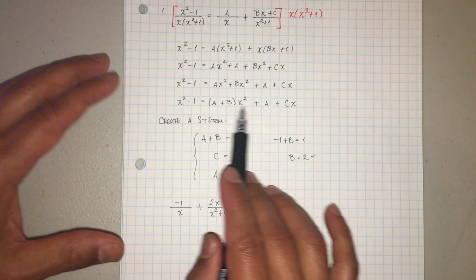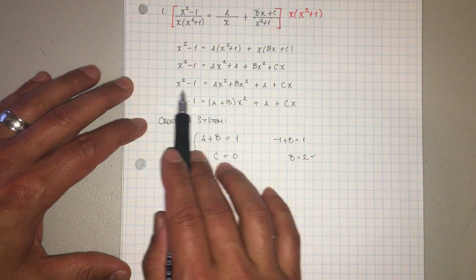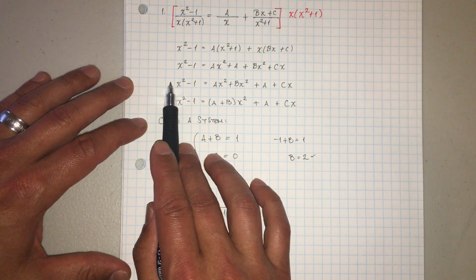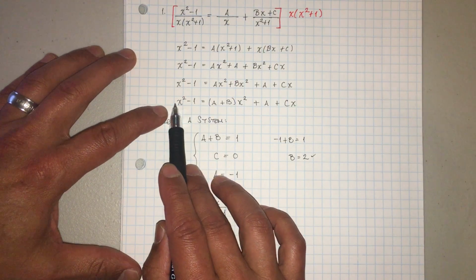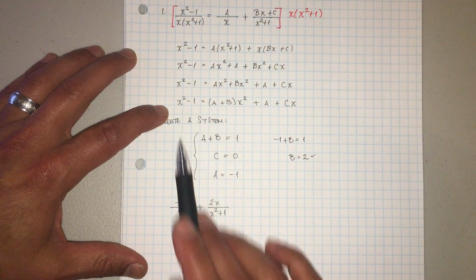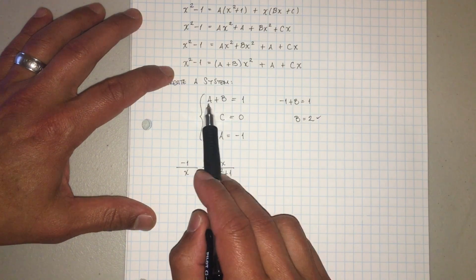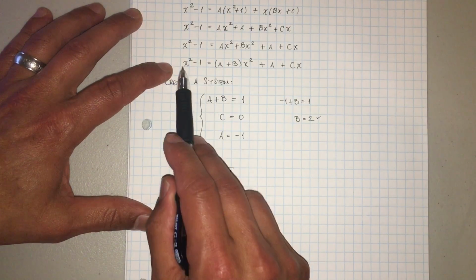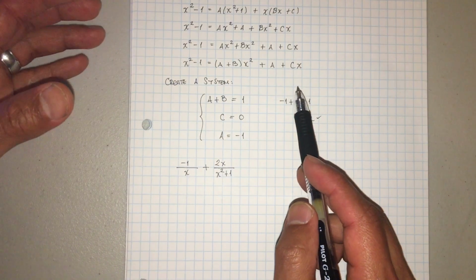Well, in order for that to happen, that means the x squares have to equal the coefficient of the x squared on the left. So if I factor this out, that means the coefficient of the x squared has to equal a plus b in order for it to be equal. And that makes sense. And knowing that, I can go ahead and create my system. So a plus b is here equals, well, the coefficient is 1. Okay. And then we do the same with the other terms.